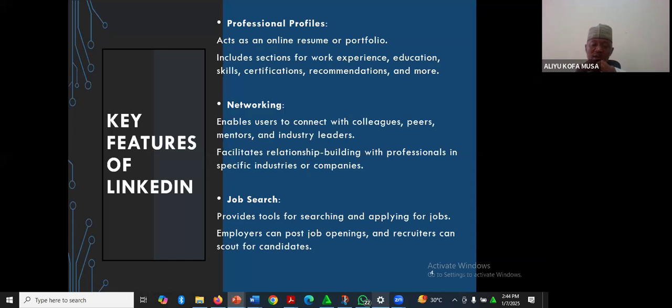It also gives employers the opportunity to post job openings, and recruiters can scout for candidates. That is why, in as much as you are searching for a job, you are preparing for a job, you cannot live in the back end. It should be at the front.